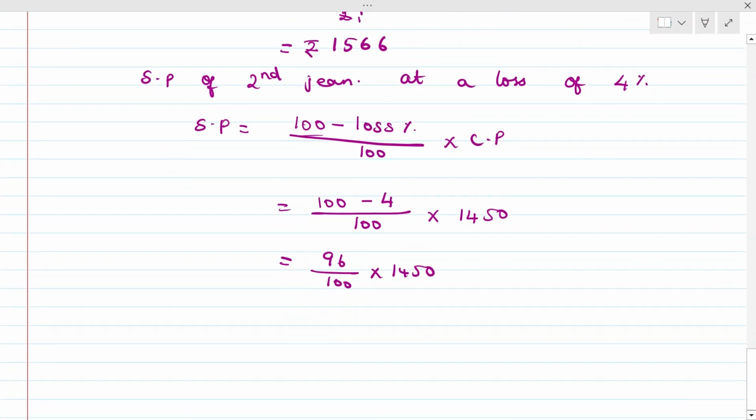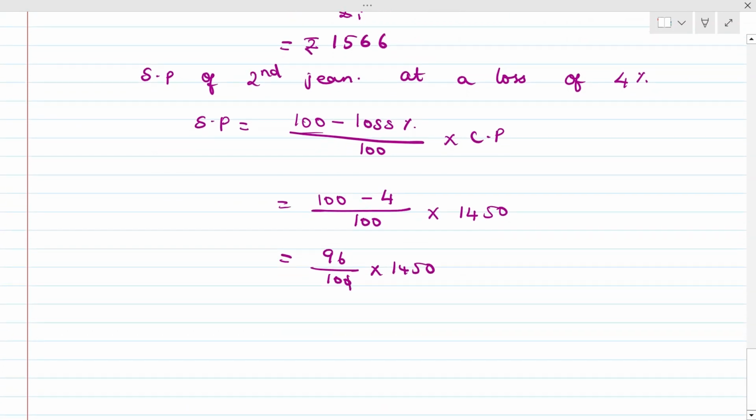We will cancel this 0 and this 0, and then this and this will be cancelled. It will become 48. We have 48 into 29. So the selling price of the second jean is 1392. It is sold at a loss, so the selling price will be lesser than the cost price.